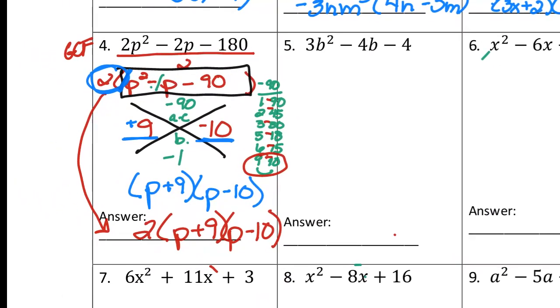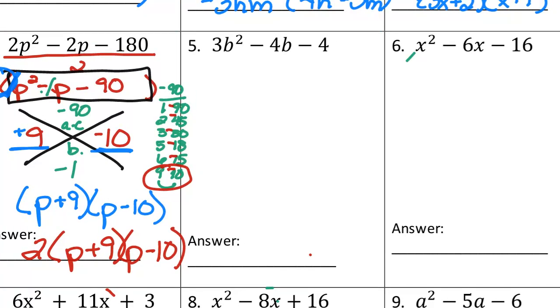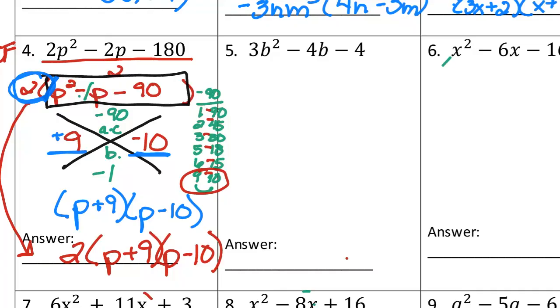All right, let's go to number 5. We're just working our way through these as best we can. 3b squared minus 4b minus 4. What do I check for first? GCF. So as I look, my smallest coefficient is 3. Does 3 go into 4? No, so we don't have a GCF. It's a trinomial, so I got to go with the x factor. Is my a value 1?